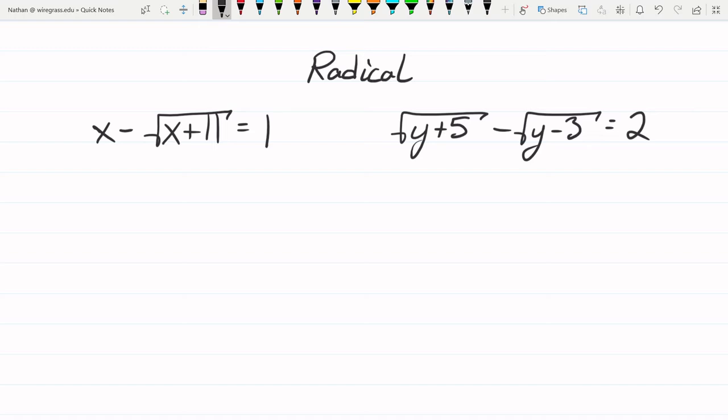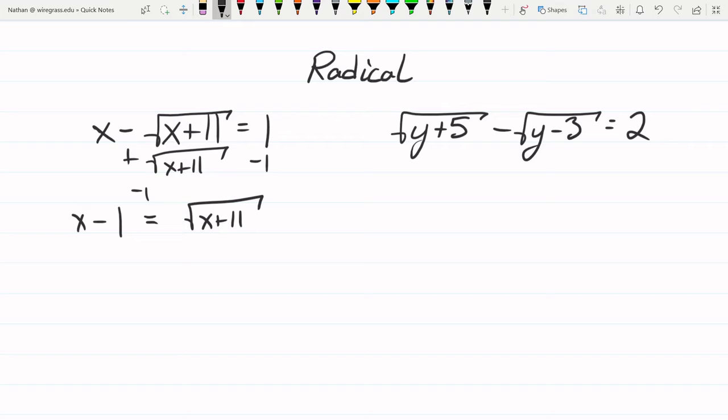And the method for solving them really is to get the radical by itself and then take the power. So for both of these, we have square roots, and so we're going to take a squared power. If it was a cube root, we would take a cube power, and so on. For this first one, I'm just going to get the square root of x plus 11 by itself. So I'm going to add that to the other side of the equation and then subtract 1. What that'll do is it'll give me x minus 1 equals the square root of x plus 11.